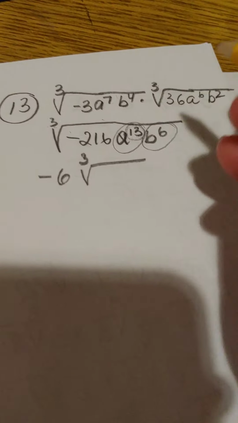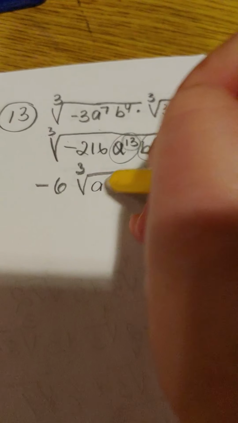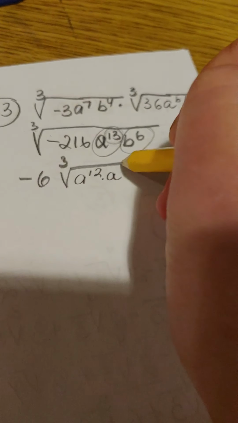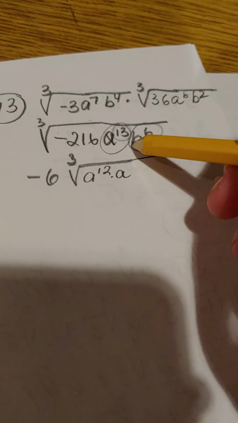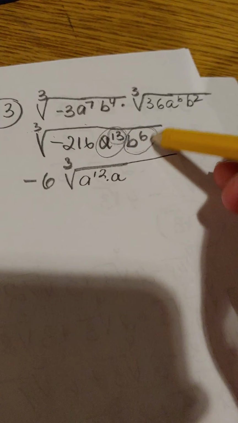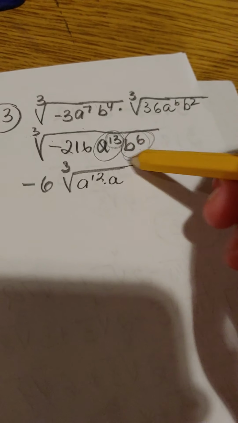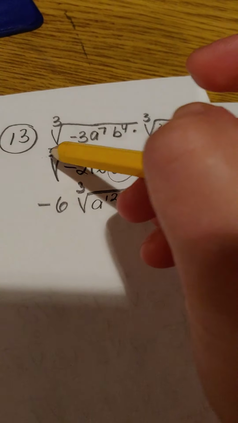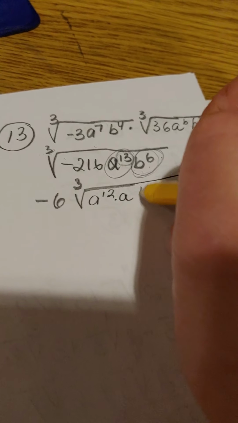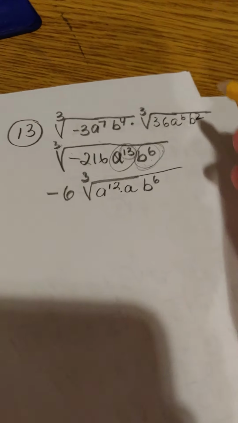So we're going to factor a to the 13th power as a to the 12th times a. And then we're going to check if we can take a cube root of this b to the 6th power. Yes, we can, because 6 is a multiple of this 3 right here. So we're just going to leave this alone.